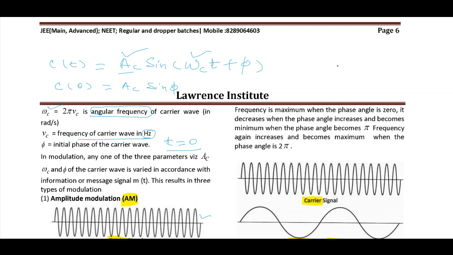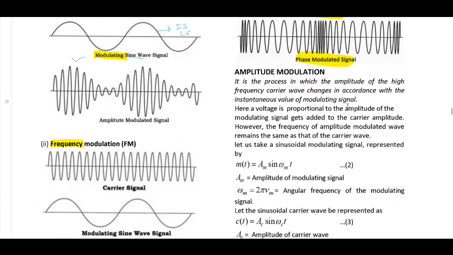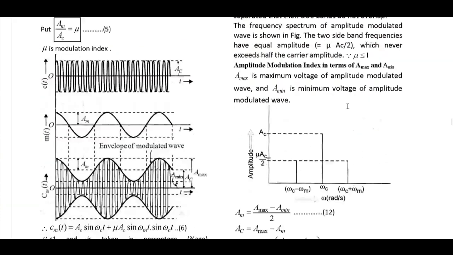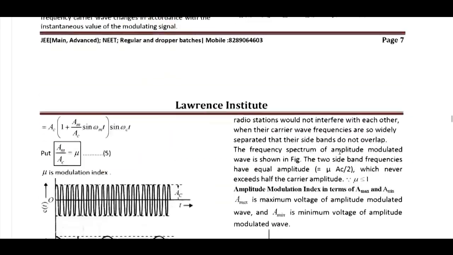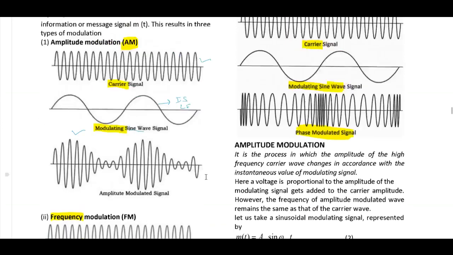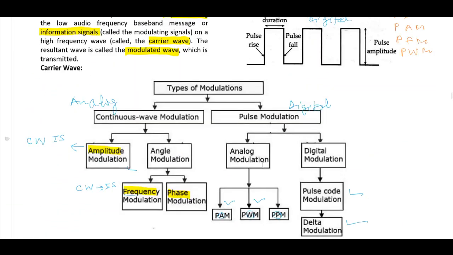In my next lecture, we will proceed ahead on the next topic of amplitude modulation. This topic of amplitude modulation is again very important for all kinds of exams. Sometimes the question has been asked: PAM is a digital modulation or analog? Now it's very much clear. PAM is digital modulation, and this is continuous modulation. So with these words I finish this lecture.